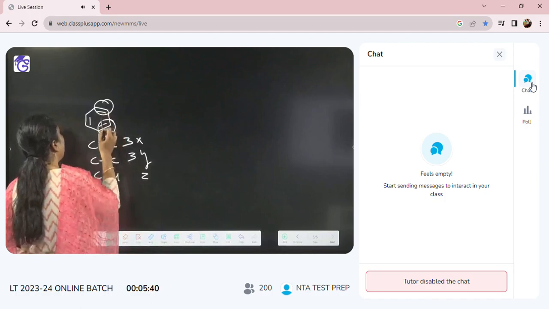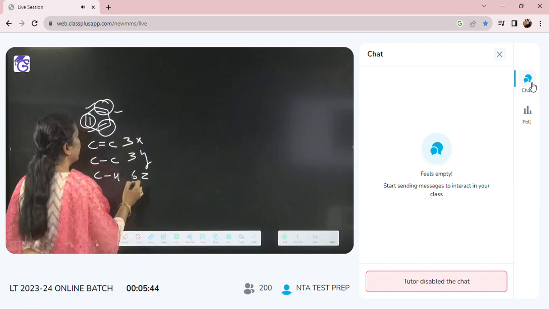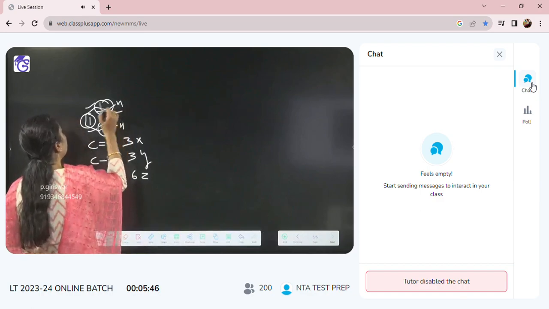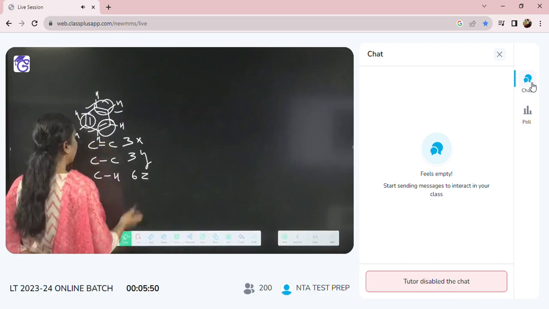This is double bond done. Single bond, then 3 there. C-H bond, how many? 6, no? So the only scope of mistake is in counting the number of bonds. Otherwise, the rest you can easily do.